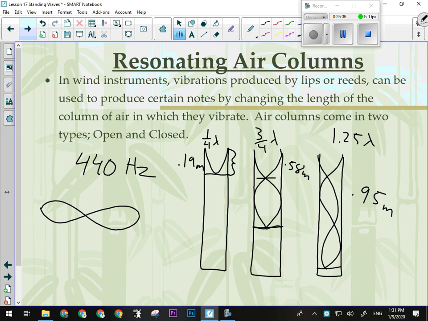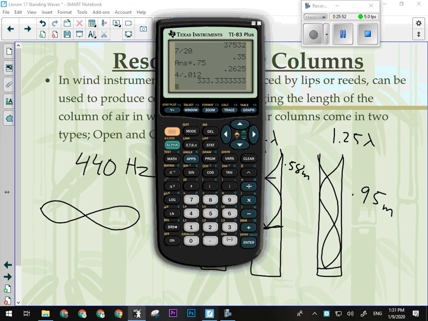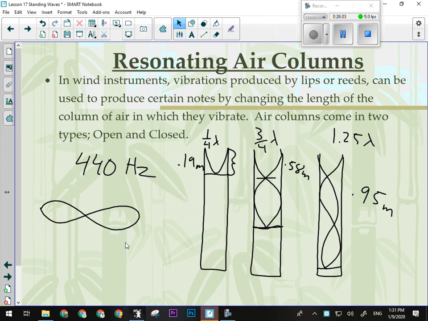All right. So we said here that 0.19 meters represented a quarter of a wavelength. So if I want to get one full wavelength, what do I do with this number? Multiply it by 4 or divide it by 0.25. Yeah, I just did my math wrong. Okay, so we're getting a wavelength there of 0.76 meters.